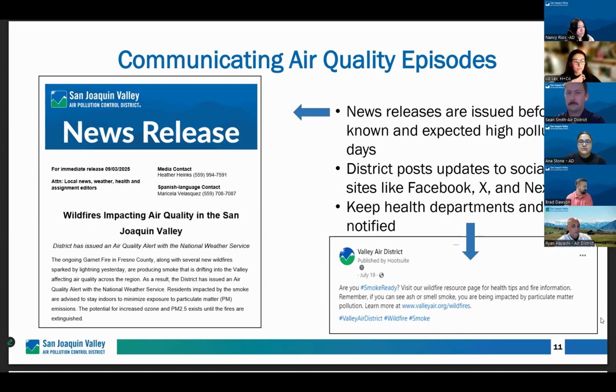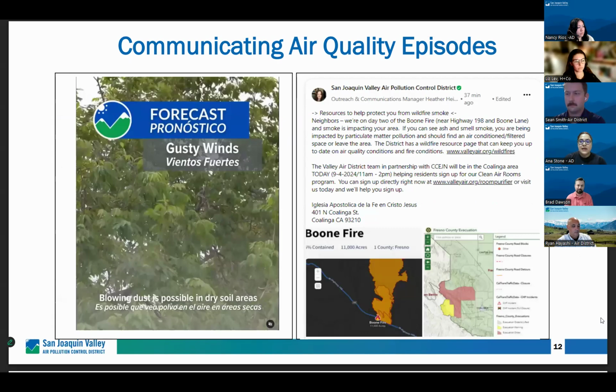Next slide, please. Now we have some other examples of when we do these communications, such as when we have gusty winds or any fire. When we know that the quality of the air is going to change, we communicate that to different sources. Next slide.